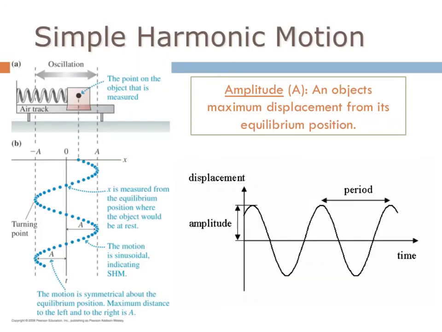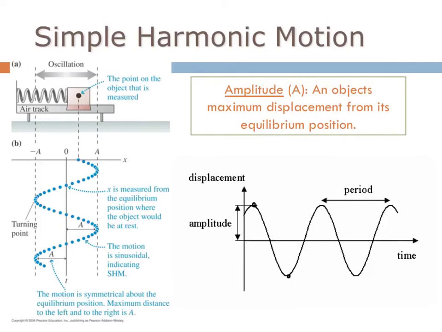Another important piece is the amplitude, represented by a capital A. It's an object's maximum displacement from its equilibrium position. In a graph, it is the distance from 0 to a crest, which is the top part of a graph here, or a trough down here. You can see that this mass spring system shows the graph that we see here.